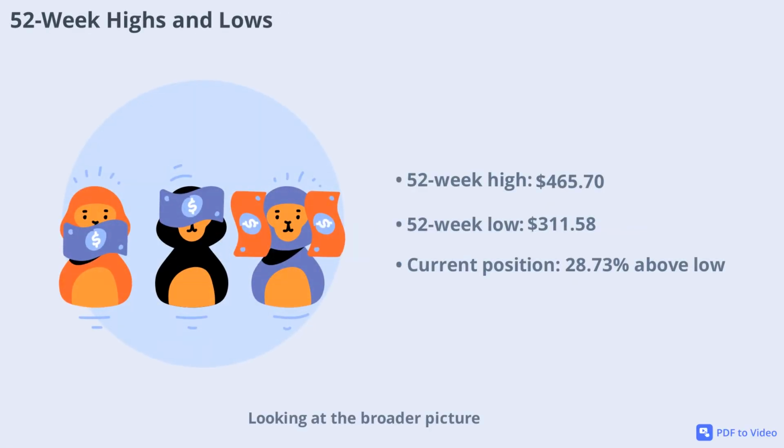Looking at the broader picture, ADBE's 52-week high is $465.70, and its 52-week low is $311.58. The current price is about 28.73% above the low, indicating some recovery, but still well below the yearly high. This context helps investors gauge the stock's relative strength and potential upside or downside from current levels.